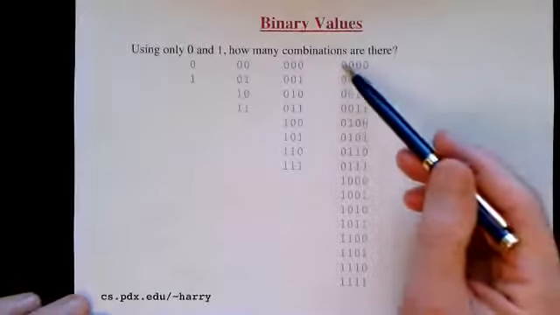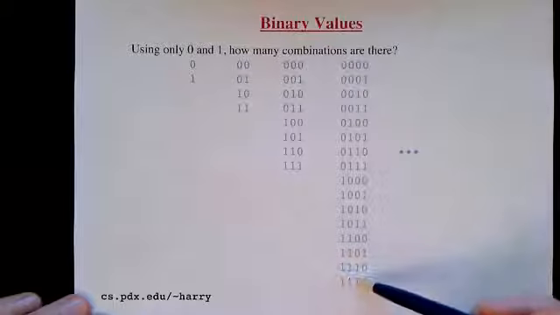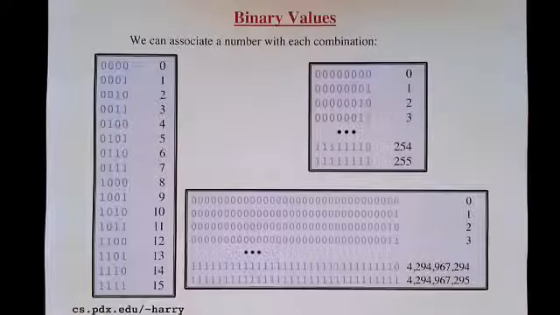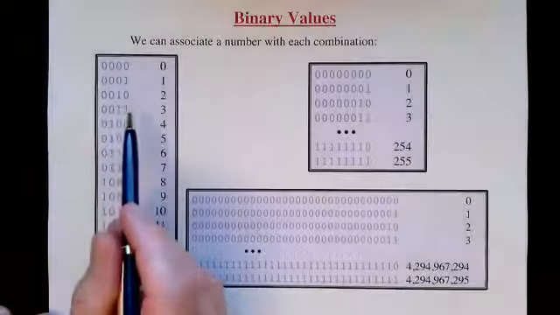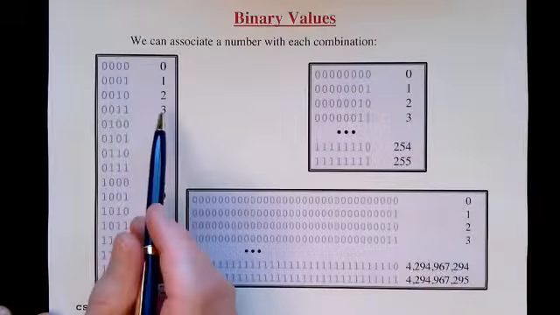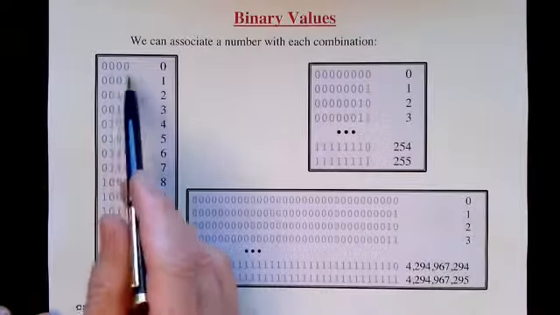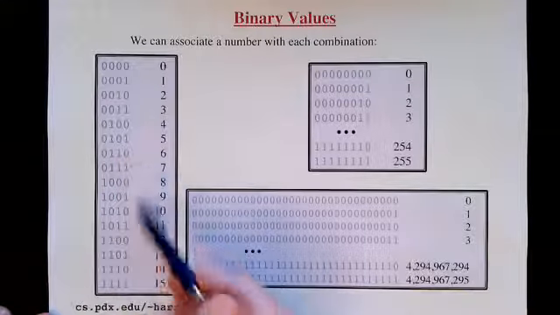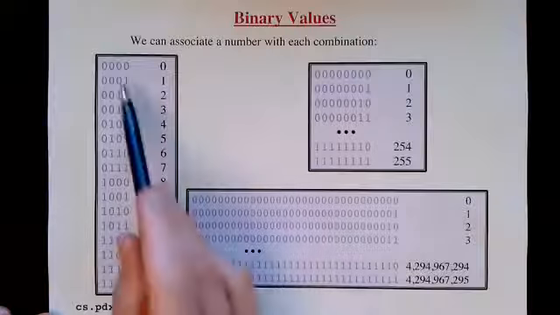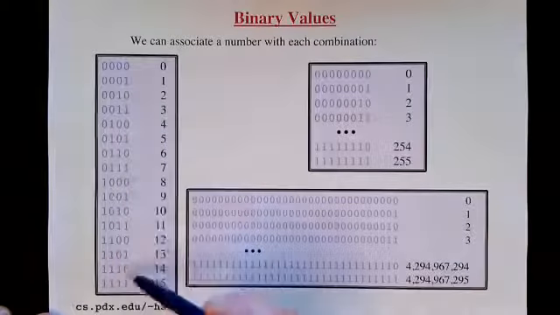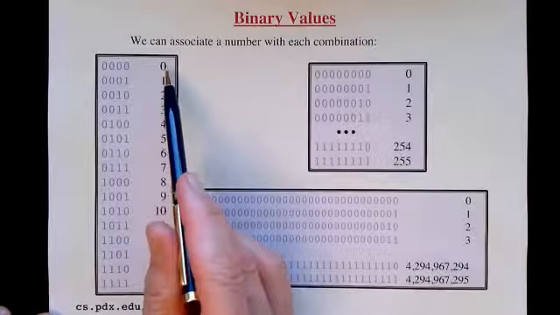Also notice that the first value is all zeros and the last value is all ones. The next thing we'd like to do is associate with each one of these possible bit values a number. And so let's start with 4 bits. Here I've shown all the possible combinations again, just like on the last slide, of all of 4 bits, starting with 0, 0, 0, 0 and ending in 1, 1, 1, 1. And I've associated with each one of these a number.